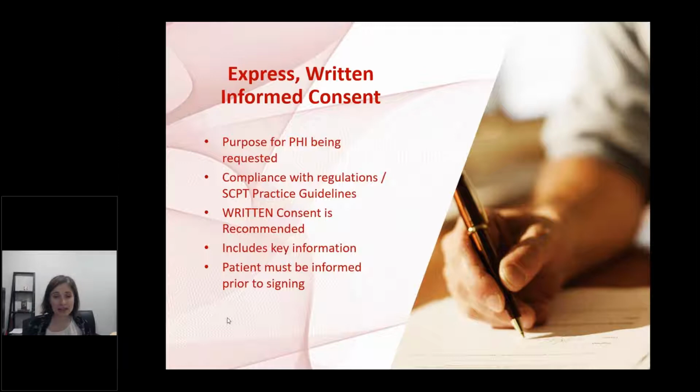So just keying in on a few of the key points of the document, it's highly advisable that the consent be expressed, written, and informed. So while it could be verbal, having them sign and having it in an actual document would be best practice. It's important that the purpose for the personal health information being requested is outlined to the patient. And it's important that the consent includes key information that we'll go into, and the patient must be informed prior to signing this.